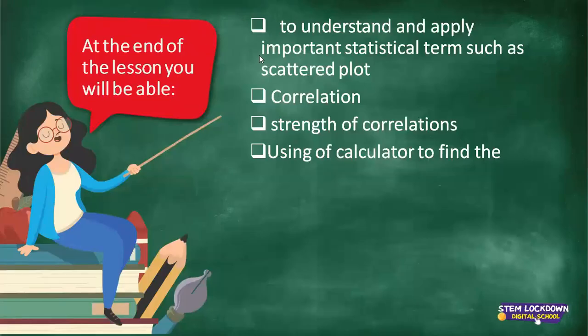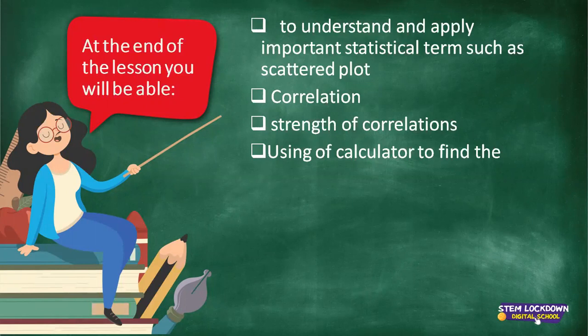In statistics, we'll be looking today at correlation and regression. At the end of today's topic, we should understand and apply important statistical terms such as scatter points. Yesterday, we looked at how to plot scatter points, and today we'll be looking at correlation, how two variables relate to one another, the strengths and different types of correlation. The strength of correlation is how strongly positive or negative one variable is in relation to another.